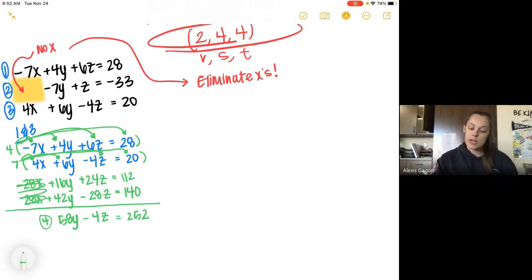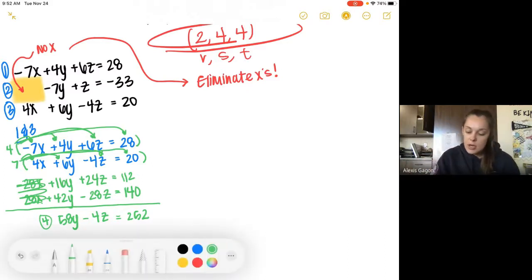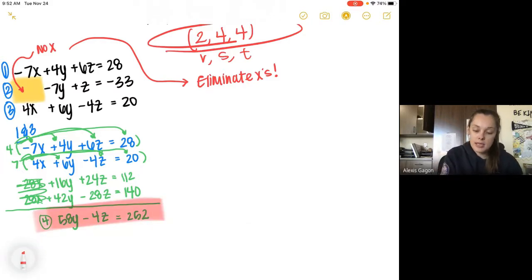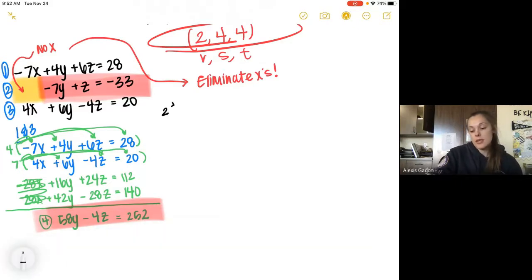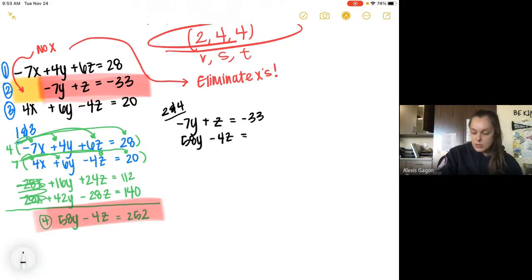Okay. Once we have equation 4, normally we'd go back and find another equation in 2 variables. But looking back at this, we have this equation that has a y and a z. This equation also has a y and a z. So I can just put those 2 equations together. I'm going to put equation 2 with equation 4. That's going to be negative 7y plus z equals negative 33, and 58y minus 4z equals 252.